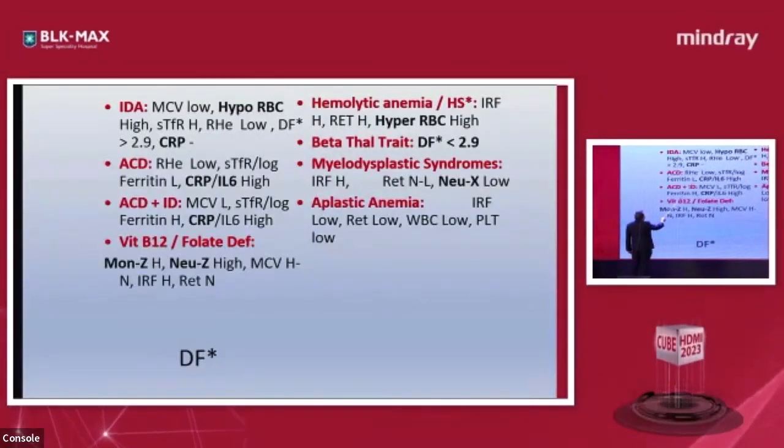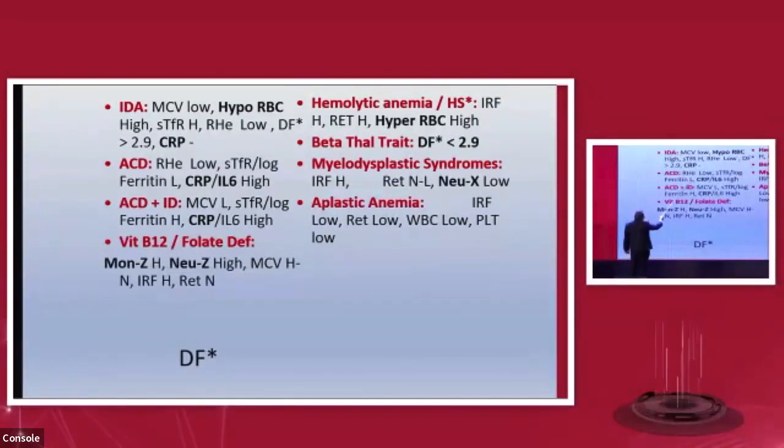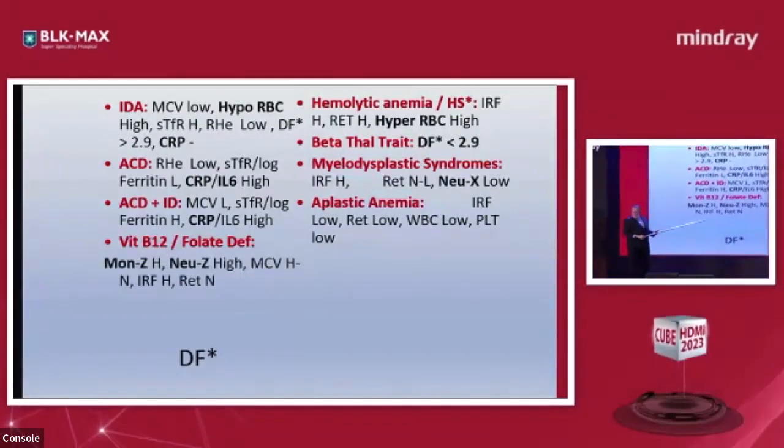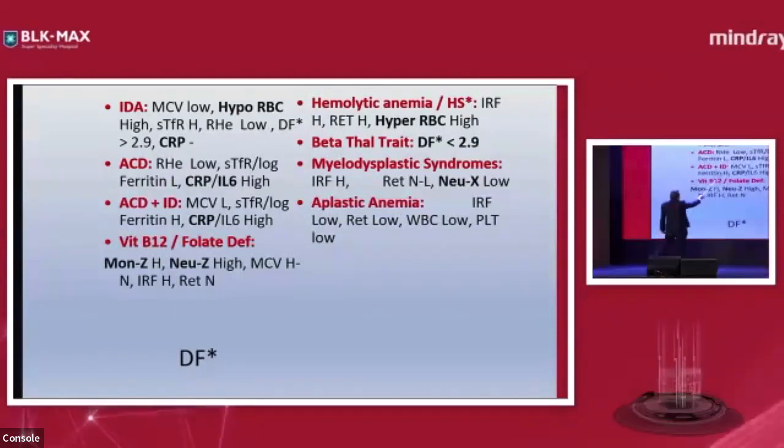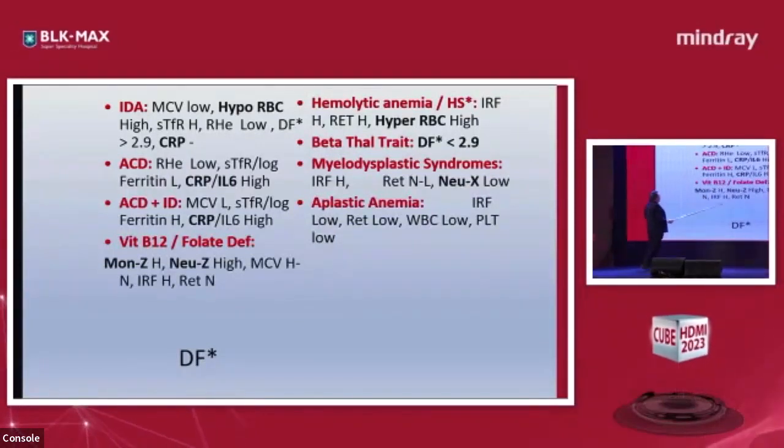Ferritin is, sorry, this is a mistake. High or normal, a mistake. And CRP, IL-6 is high. And that is the important thing.